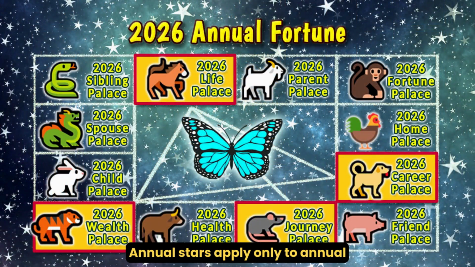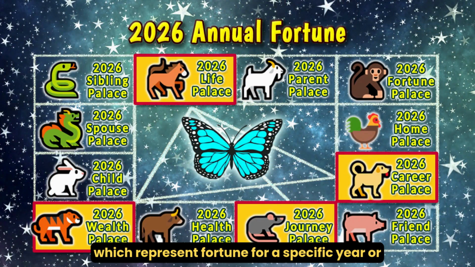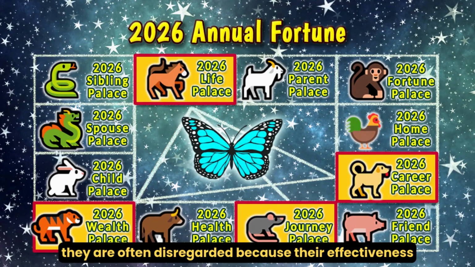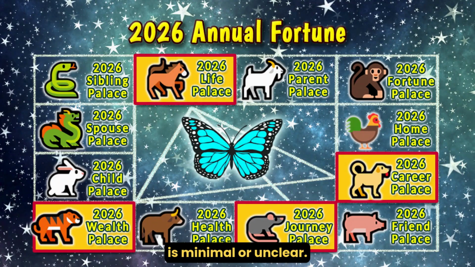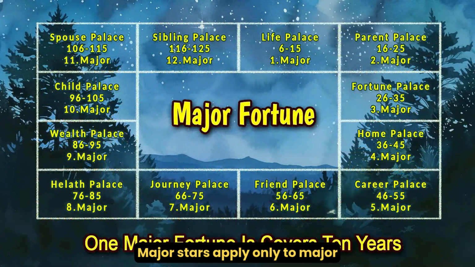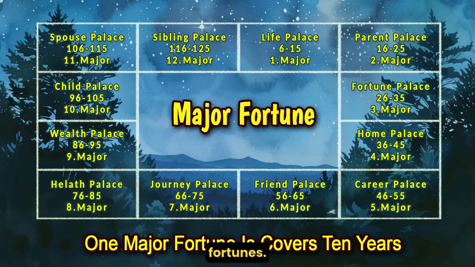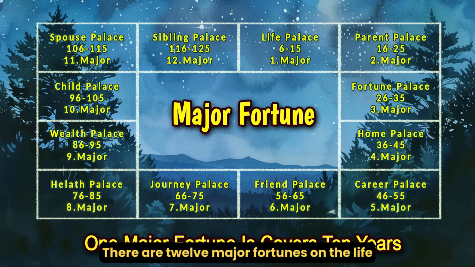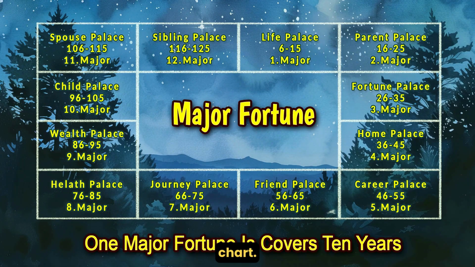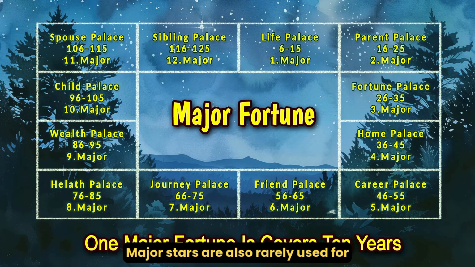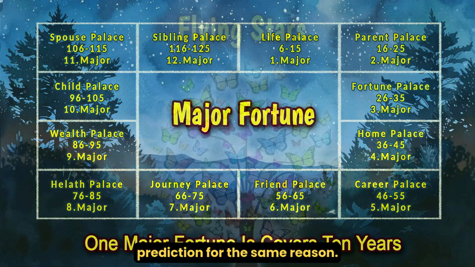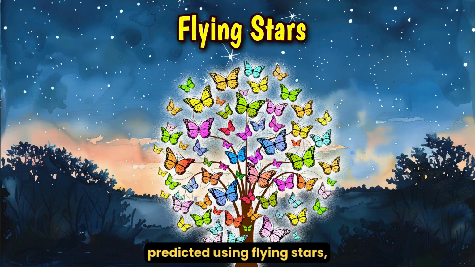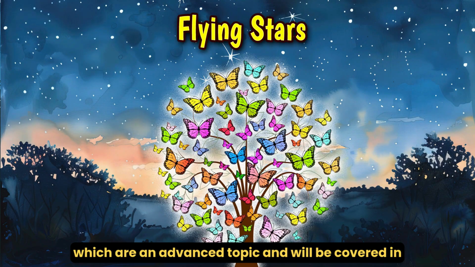Annual stars apply only to annual fortunes, which represent fortune for a specific year or age. However, they are often disregarded because their effectiveness is minimal or unclear. Major stars apply only to major fortunes. One major fortune covers a 10-year period. There are 12 major fortunes on the life chart. Major stars are also rarely used for prediction for the same reason. Annual and major fortunes are usually predicted using flying stars, which are an advanced topic and will be covered in other videos.